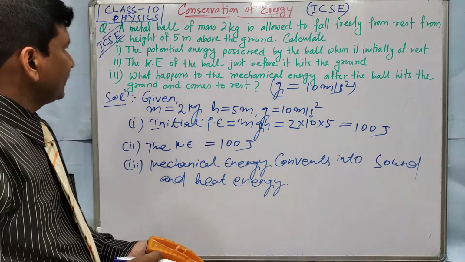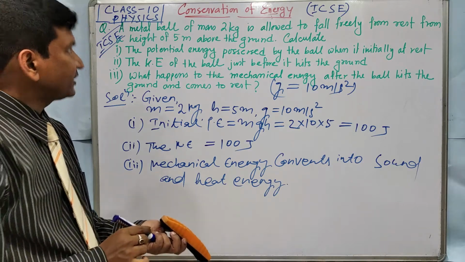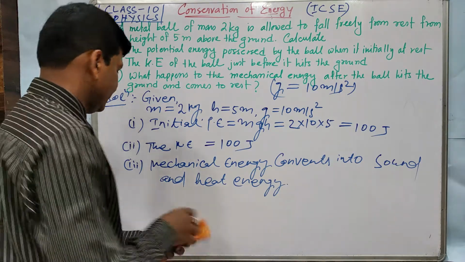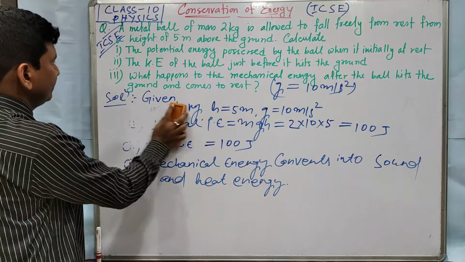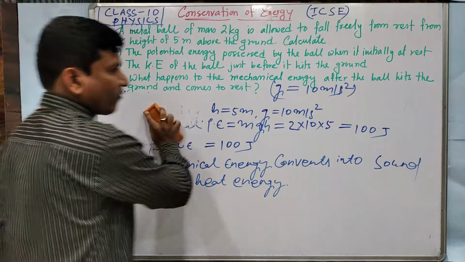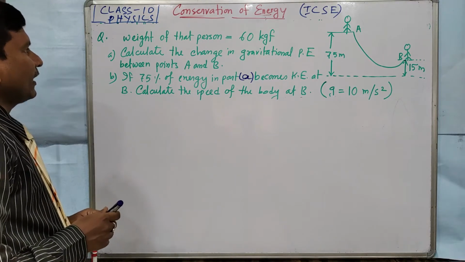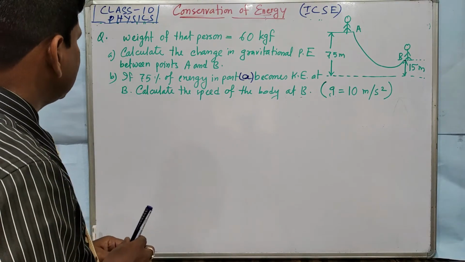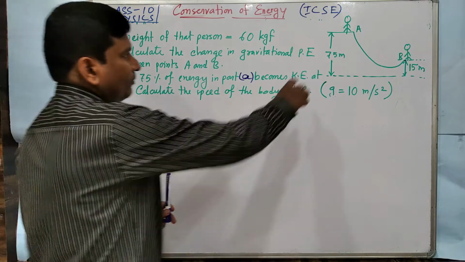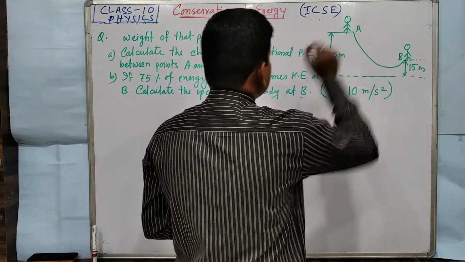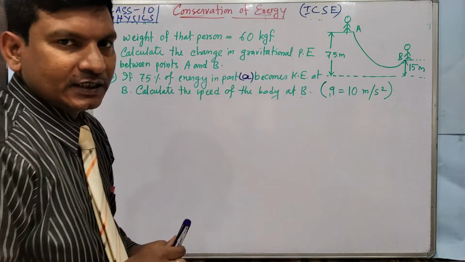So now we will see another problem from this conservation of energy. You just note it down. Example is given, that is 60 kgf. Question asked to us, calculate the change in the gravitational potential energy between point A and B. Now between these 2 points we have to find the change in the gravitational potential energy.